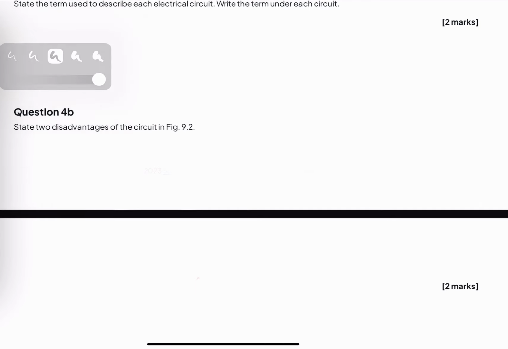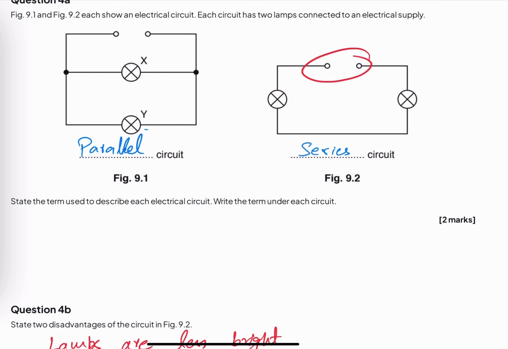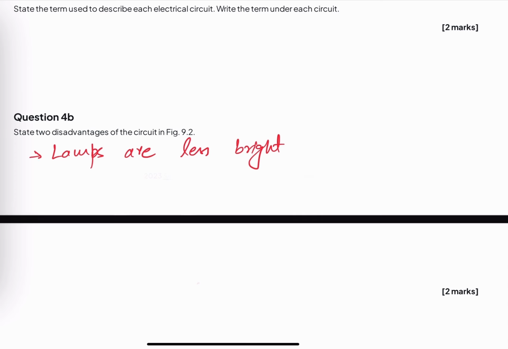So the disadvantages are, the first one is lamps are less bright. One disadvantage is this. Why? Because they're attached in series. The total voltage provided will be divided among both of them. So V is equal to V1 plus V2. So they will have less voltage, so their brightness will be less.